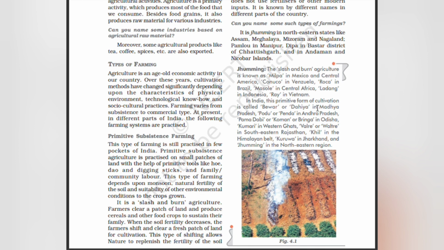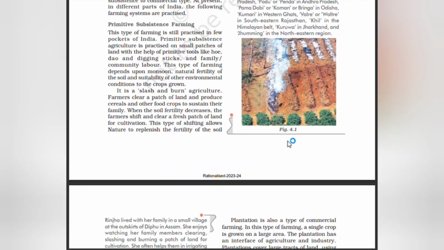In India, this primitive form of cultivation is called bewar or dahiya in Madhya Pradesh, podu and penda in Andhra Pradesh, pama dabi, koman or bringa in Odisha, kumari in Western Ghats, walre or waltre in southeastern Rajasthan, khil in the Himalayan belt, kuruwa in Jharkhand, and jhumming in the northeastern region.